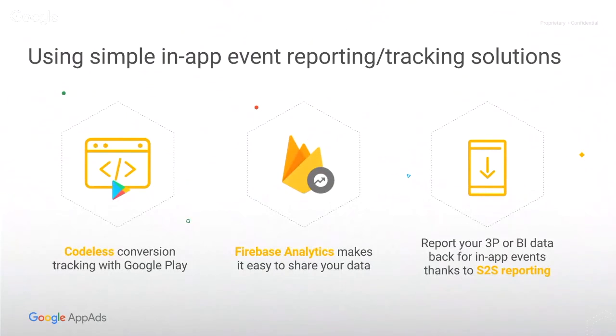And there's 3 different ways that you can send us conversion events. And we've tried to make it as simple as possible for you. First is by leveraging our relationship with Google Play. We can report codeless installs and in-app events to AdWords. So just by linking your Google Play account to your AdWords account, we'll automatically be able to measure all of your in-app purchases that are made through Google Play into AdWords as conversions. And of course, installs that happen in Google Play are also able to be measured codelessly.